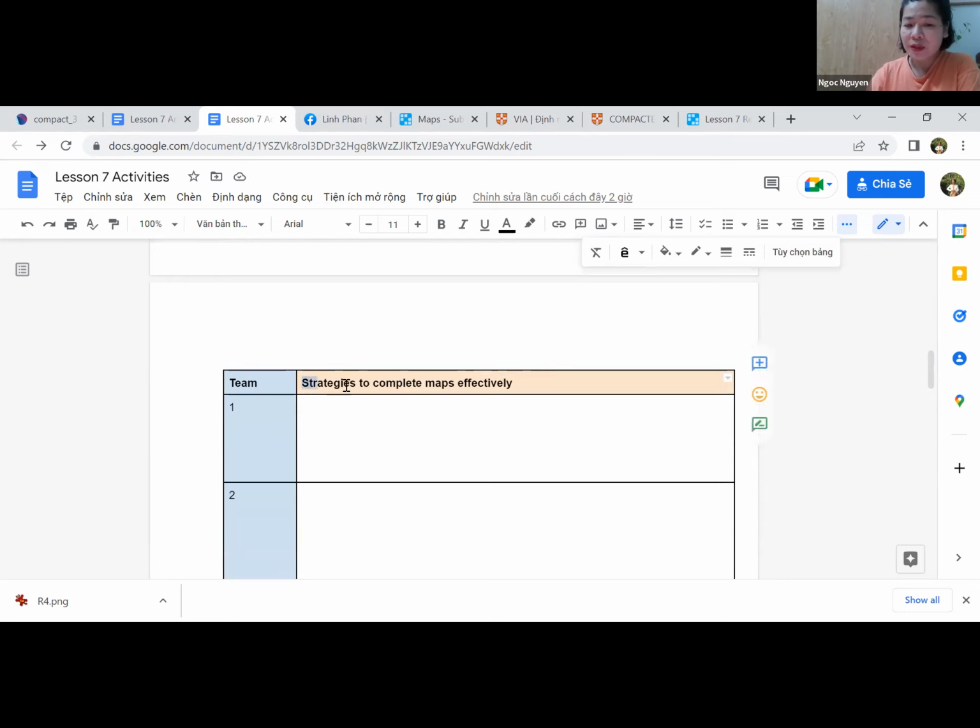You will need to type in strategies to complete maps effectively. Now you need to have strategies. Why? Because even in everyday life, it's hard for you to read a map in Vietnamese and to drive on the road. Humans are not good at doing many tasks at the same time. Humans are not good at multitasking. So you will need to think of some strategies to free your mental resources. You won't need to think about the map when you listen. You need to free your mental resources so that you will focus on listening only.